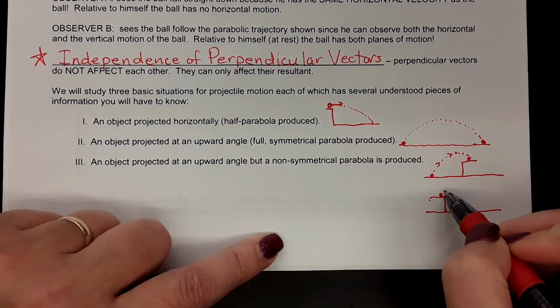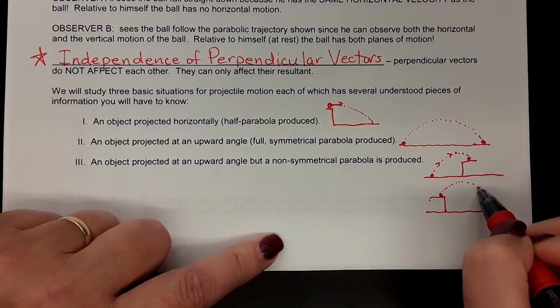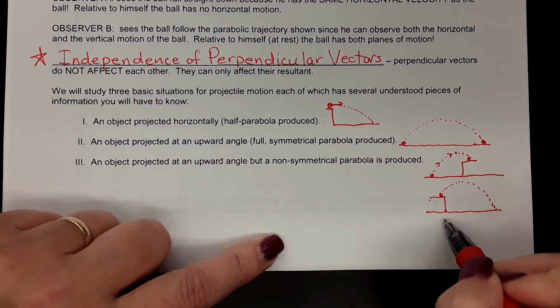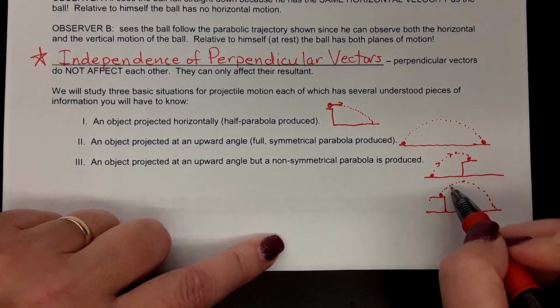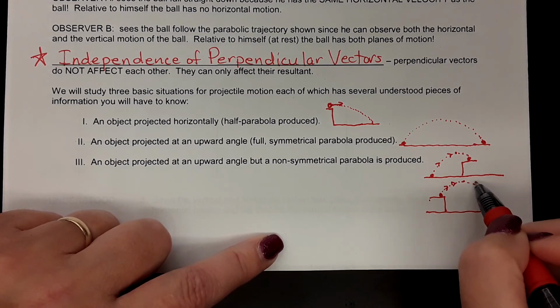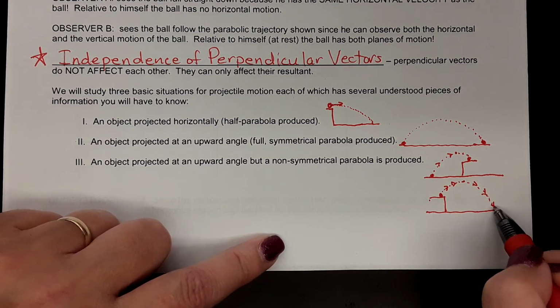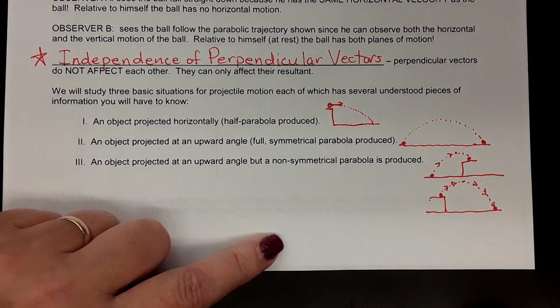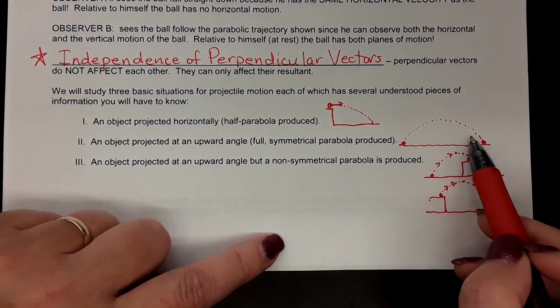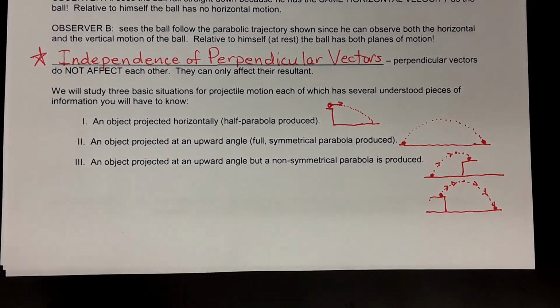Let's say it was projected upward and then came back down and ended up below where it started from the top point. So you've got both the up and the down side too, but they're not symmetrical halves. This has symmetrical halves, this does not. So we're going to be looking at all three cases.